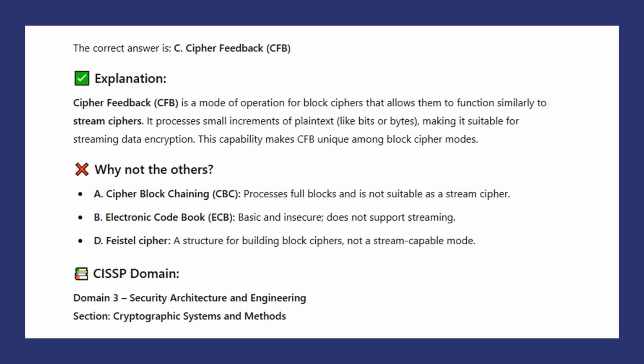Cipher feedback or CFB. Cipher feedback is a mode of operation for block ciphers that allows them to function similarly to stream ciphers. It processes small increments of plain text like bits or bytes, making it suitable for streaming data encryption. This capability makes CFB unique among block cipher modes.